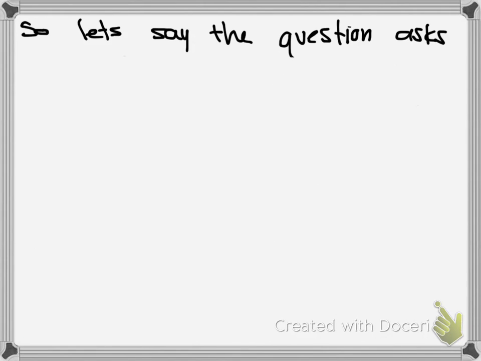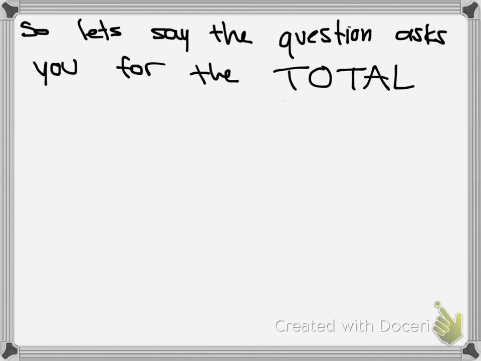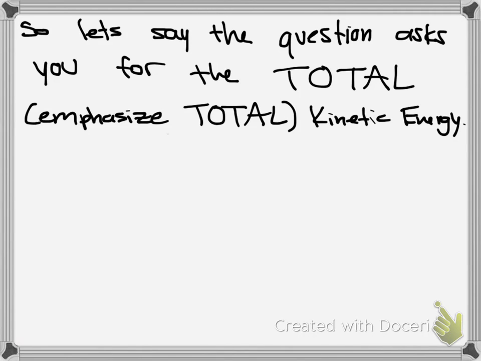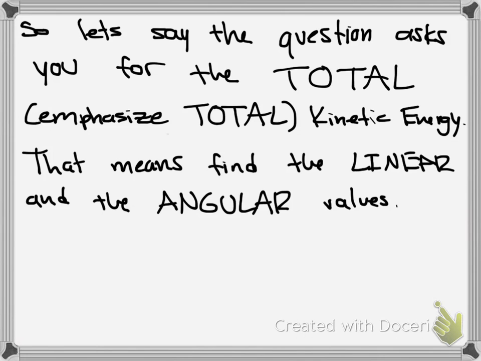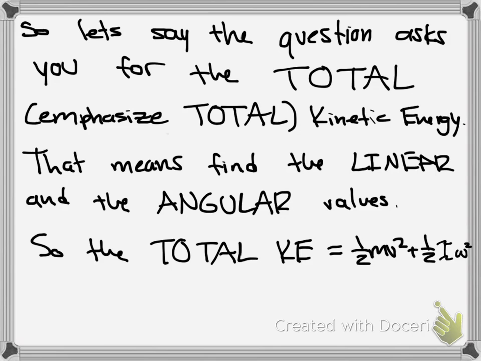Okay, so let's say the question asks you for the total. Notice how I emphasize total kinetic energy. That means that you find the linear and the angular values. So your final answer for the total kinetic energy should be half of mv squared plus half of inertia times angular velocity squared.